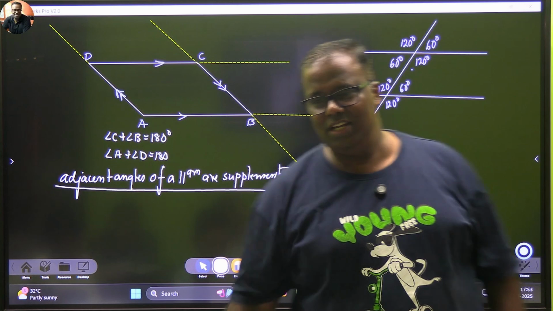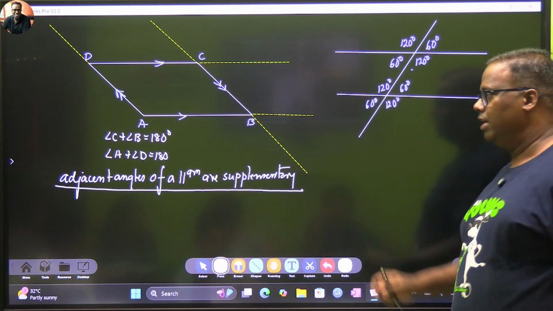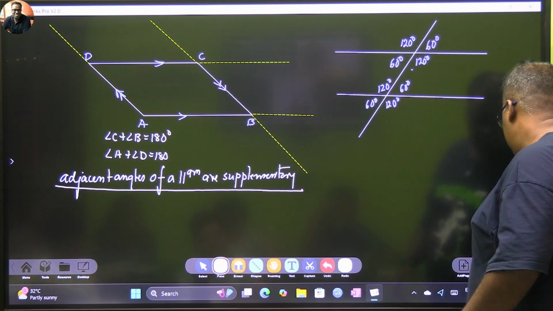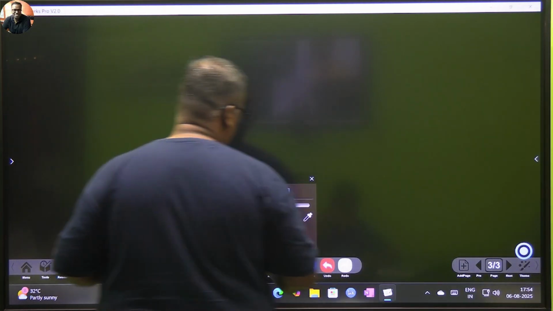Done? Shall we go ahead? Okay. So this is one angle property. Let's see one more diagonal property of a parallelogram. So there's a diagonal property. Let's see that.